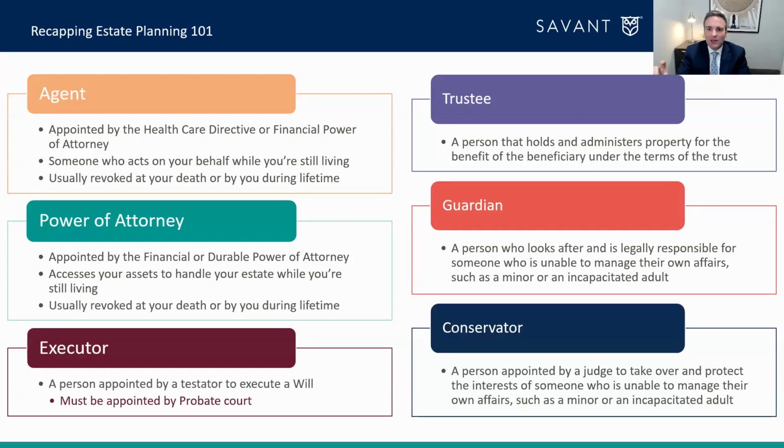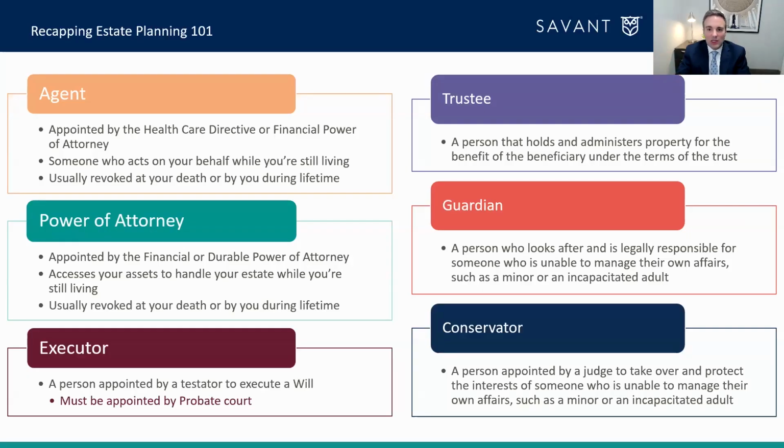What is an executor? An executor is the person typically that you nominate in your last will and testament that's going to be responsible for administering your probate estate. Those would be the assets that pass in accordance with your will, typically through a court supervised process. But that executor handles your probate estate.